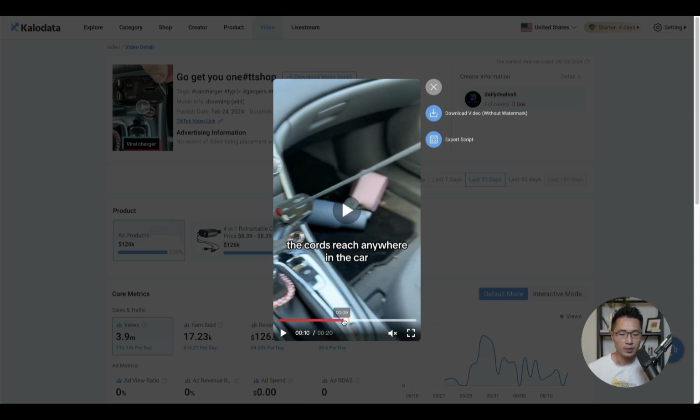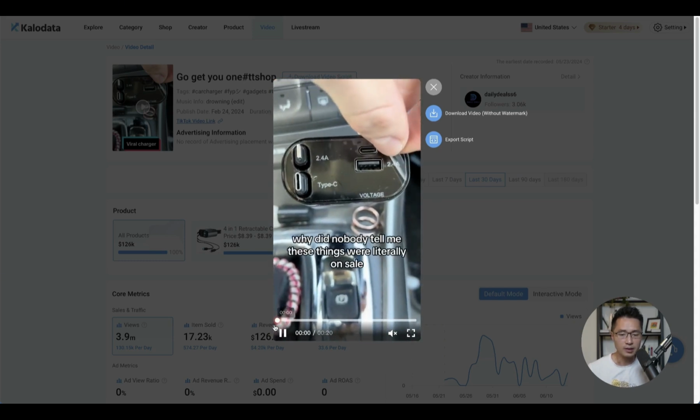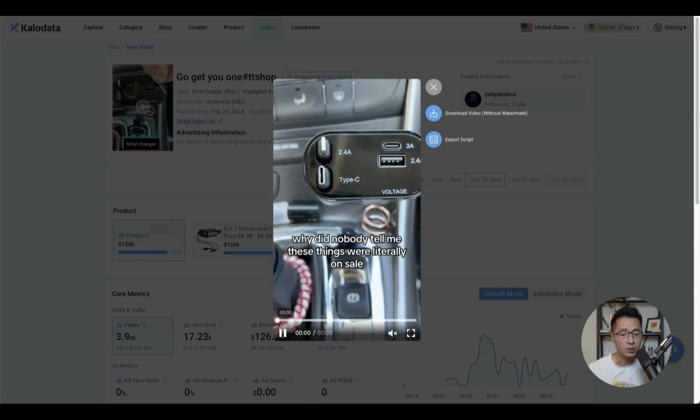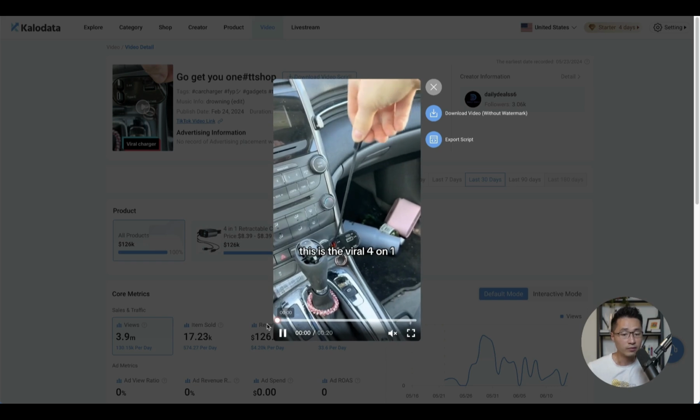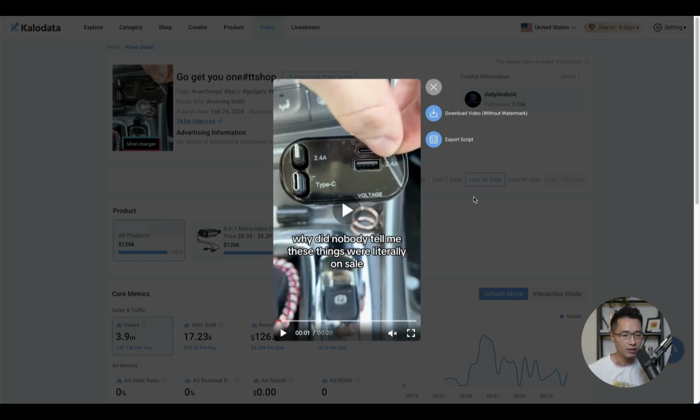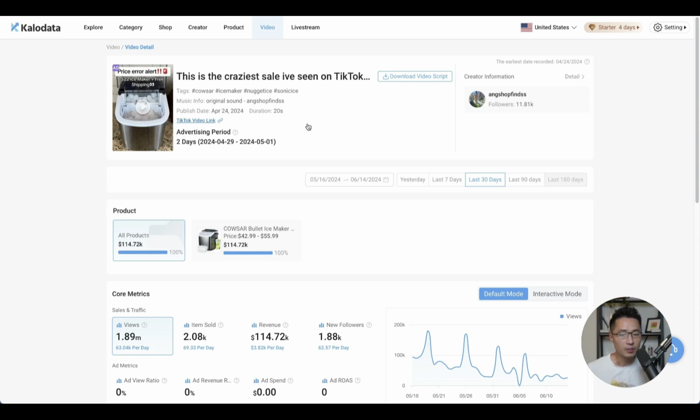So this creator put the call to action in the beginning, but he basically just said, why did nobody tell me these things were literally on sale? And you can get them with free shipping. So you don't need to complicate this. Something this simple could definitely work really well. So this is another example of the sale tactic.